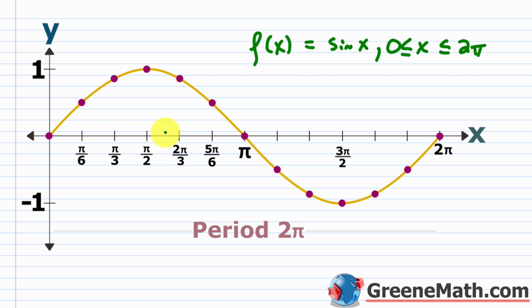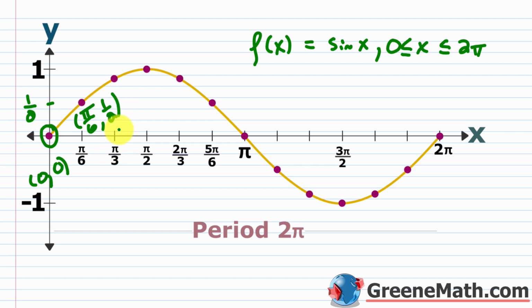You'll see I have these notches in increments of pi over 6. We're going to start out with an angle measure of 0. Again, the sine of 0 is 0, so your x value is 0, your y value is 0. Then as you get to pi over 6, the sine of pi over 6 is a half. So you can say this right here is a half, and you could label that pi over 6, comma 1/2.